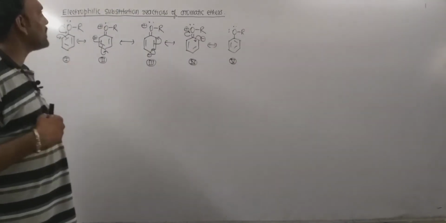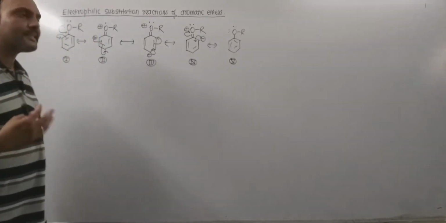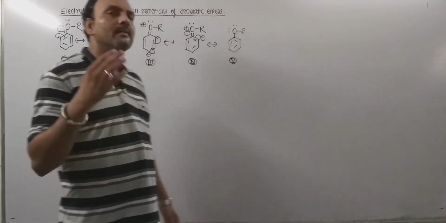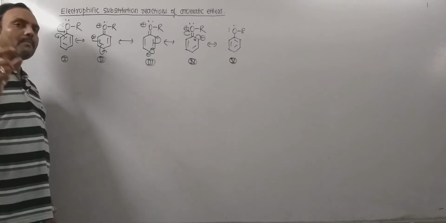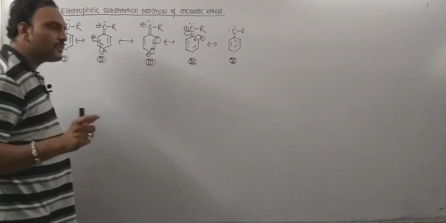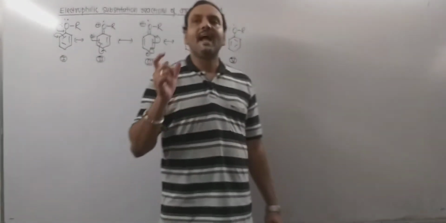Hello everyone. Today we are going to discuss electrophilic substitution reactions of aromatic ethers. Now in case of aromatic ethers, the alkoxy group is directly attached to the benzene ring and oxygen is the key atom which bears two lone pairs of electrons. And remember, the lone pair on oxygen can be donated to the ring. Thus, the alkoxy group attached to the benzene ring is activating and ortho para directing.